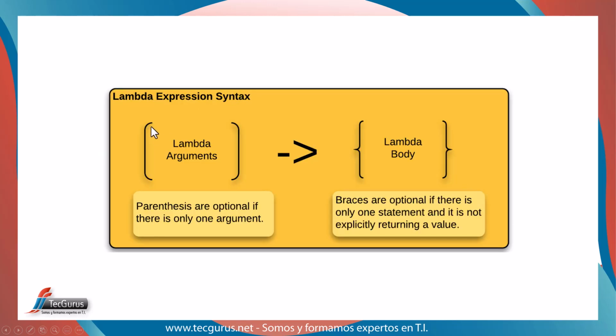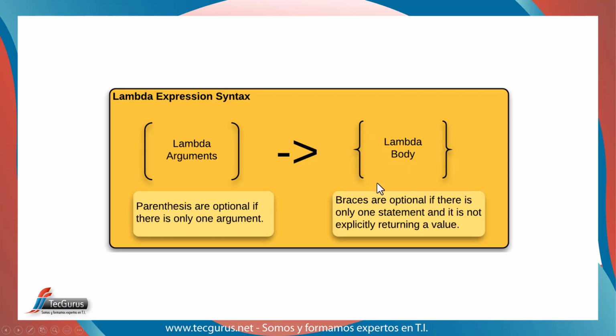On the left side, parentheses are optional. If you have only one parameter, you can omit the parentheses. The arrow is required, and on the right side the braces are also optional. If you only have one line of implementation, you can omit the braces.